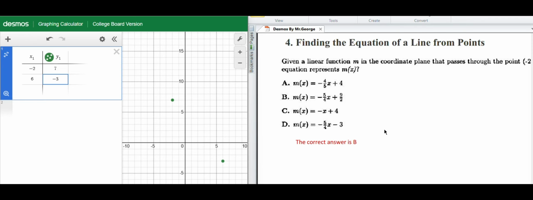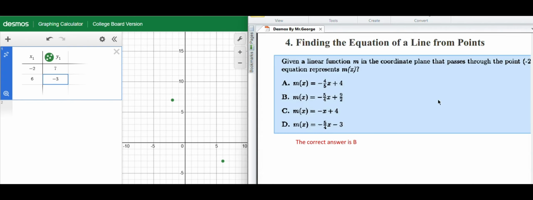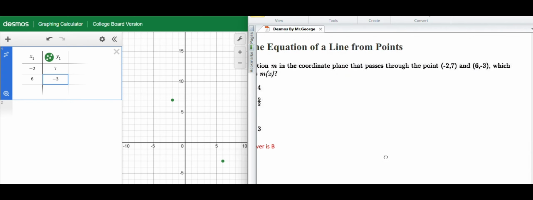Here is another equation, finding an equation for a line going through 2 points. Here are the 2 points right here, -2 and 7, 6 and -3. We just type in a table. How do we get the table? You just hit add, then table right here.